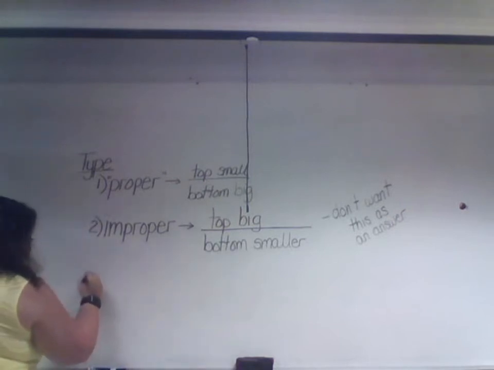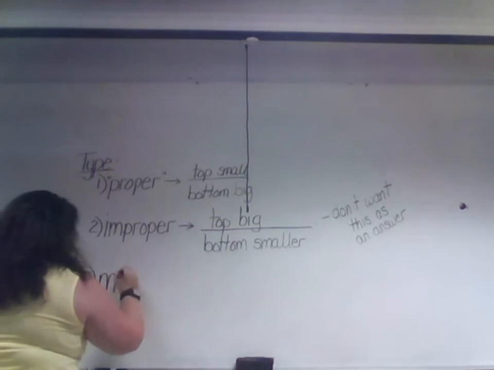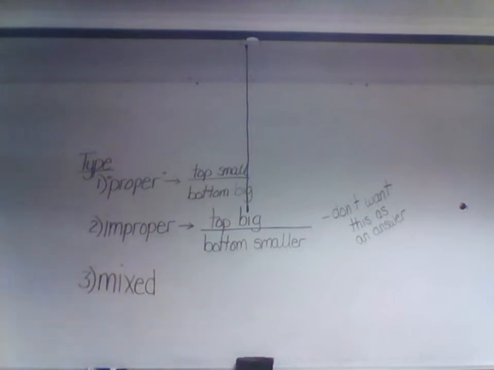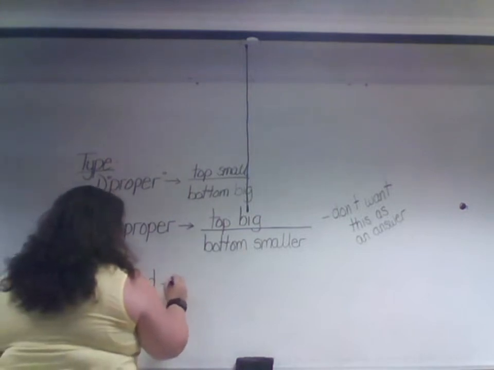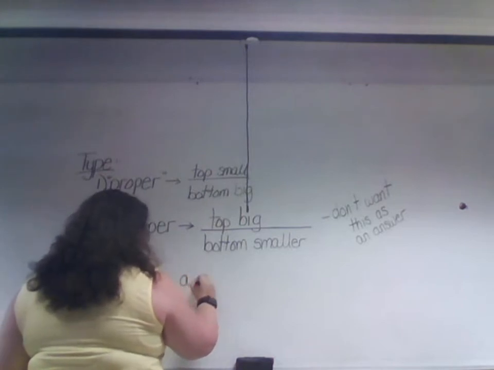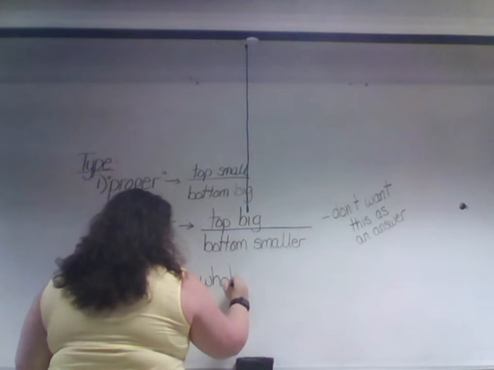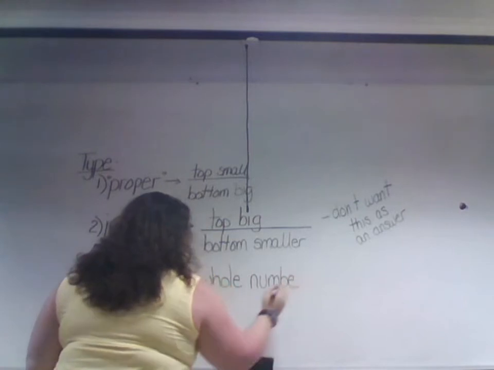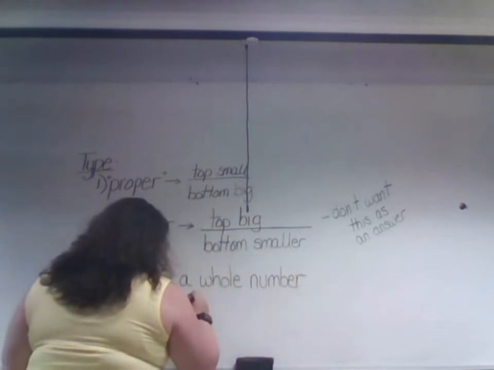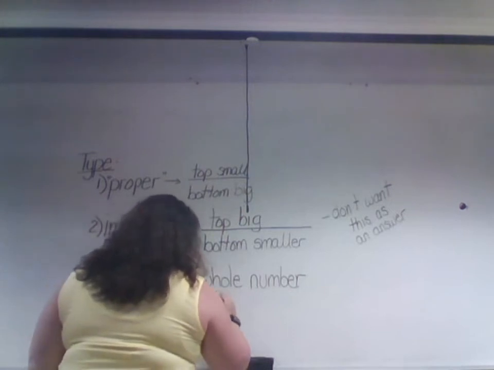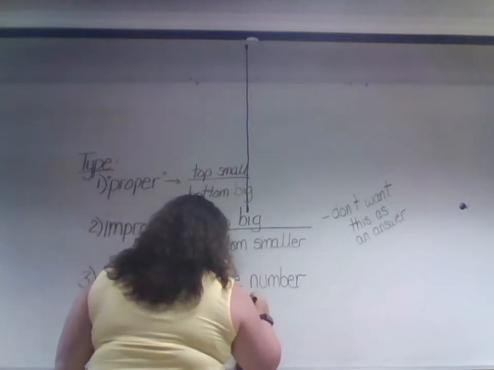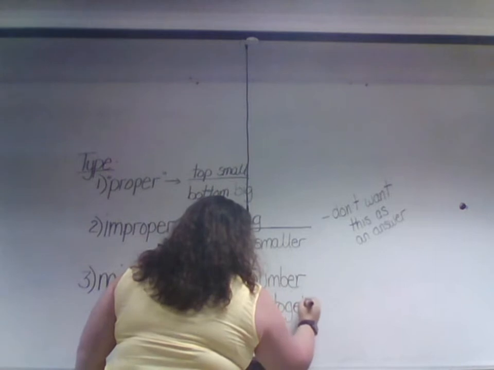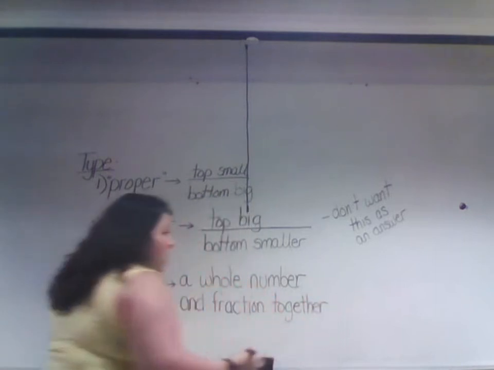Our final kind of fraction is called a mixed fraction. So a mixed fraction, this is when we have a whole number and a fraction together. So you've probably heard of these.